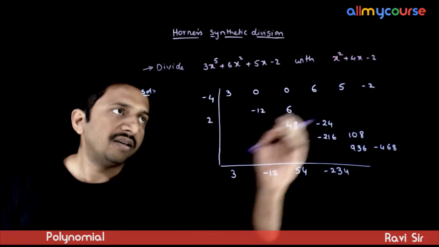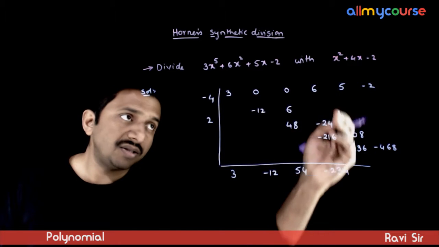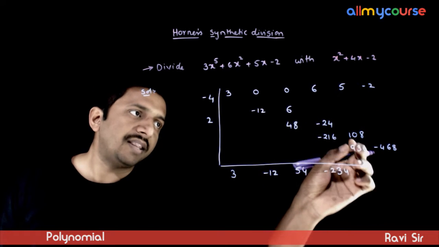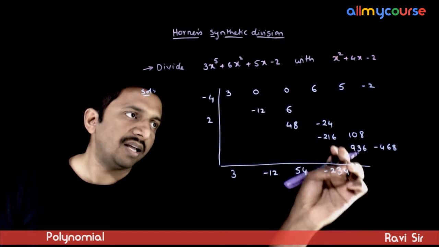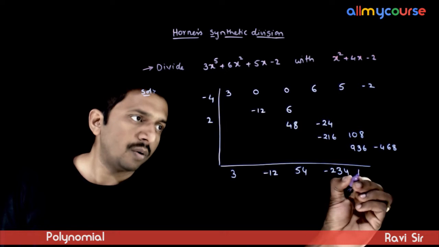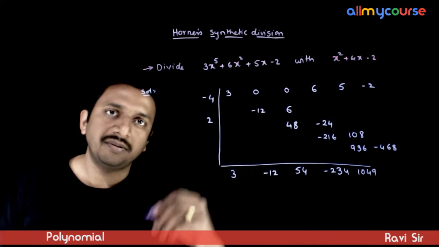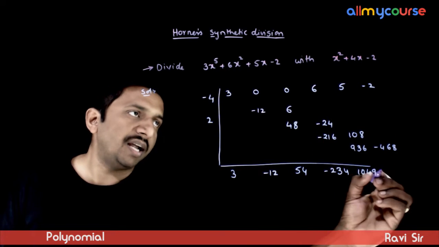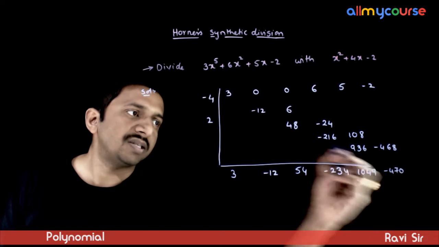Minus 468. Now the division process is complete. So just add these three. 936 plus 108 is 1044 plus 5, 1049. And minus 468 minus 2 is minus 470.